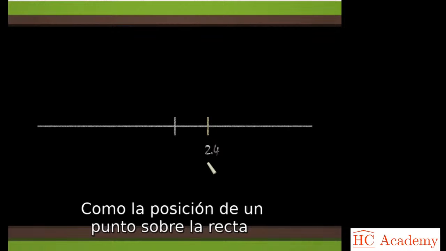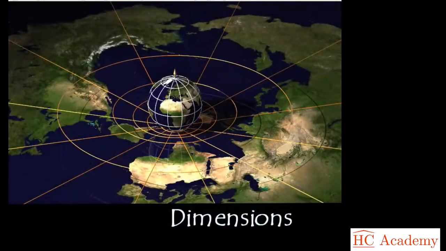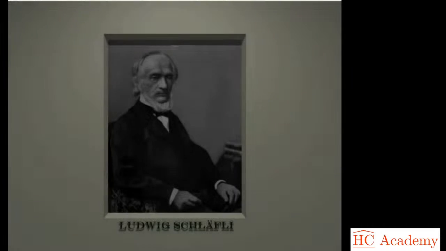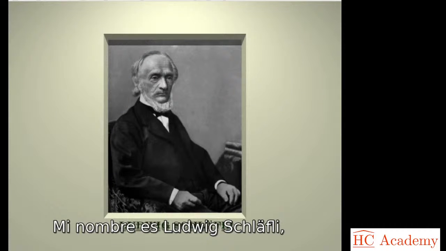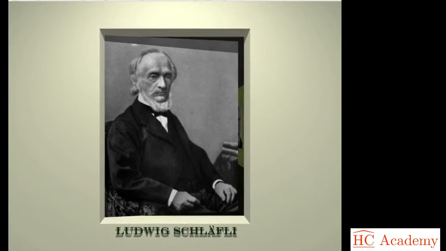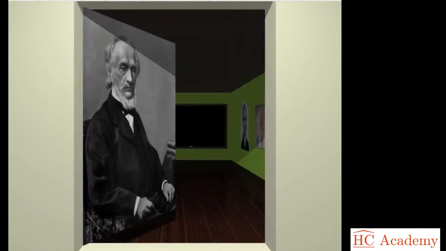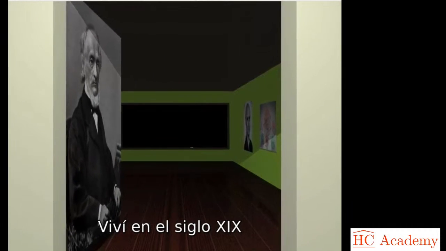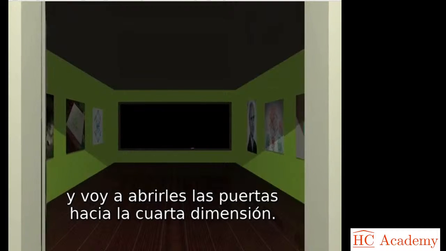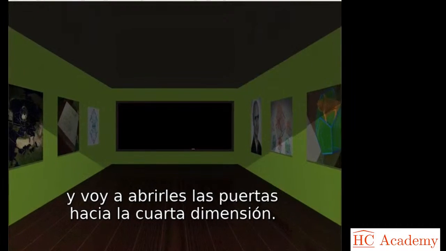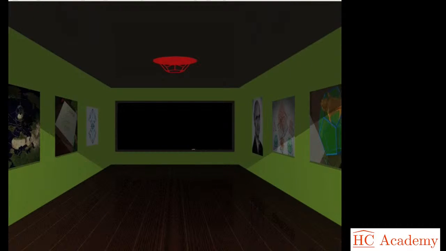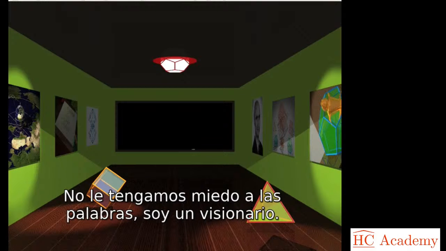And a little book published at the end of the 19th century by Edwin Abbott, an English clergyman, called Flatland. Let's try and explain to these flat beings, my name is Ludwig Schläfli, I'm a Swiss geometer, what our everyday life in 3 dimensions is like. I lived during the 19th century, and I'm going to open the door to the 4th dimension for you. Even if I say so myself, I was a visionary.